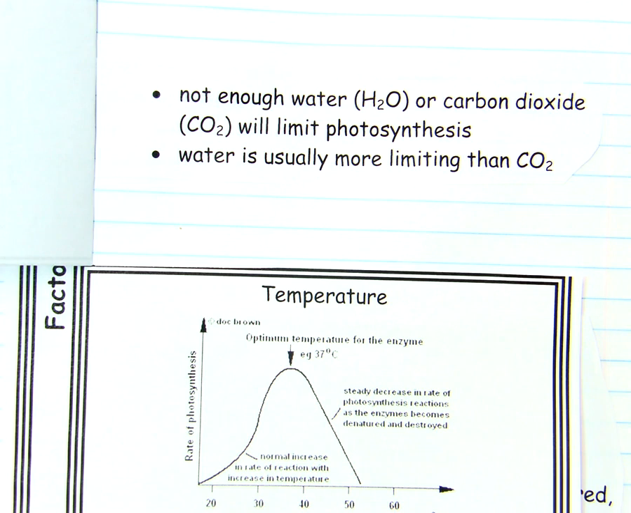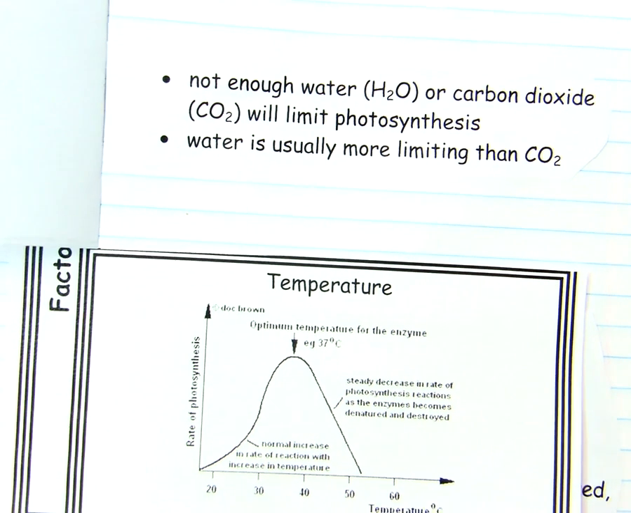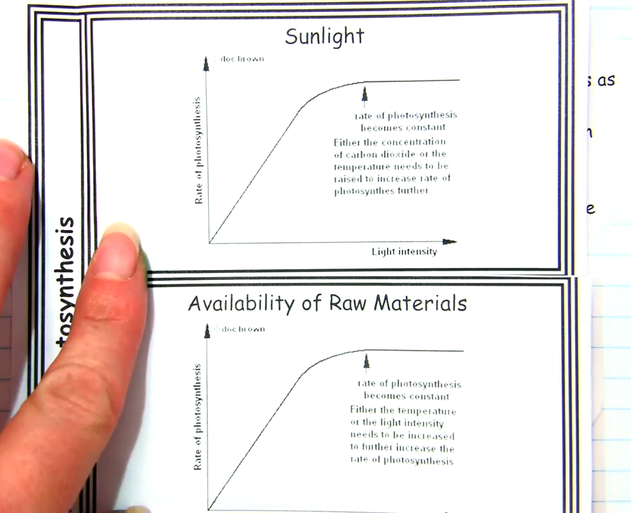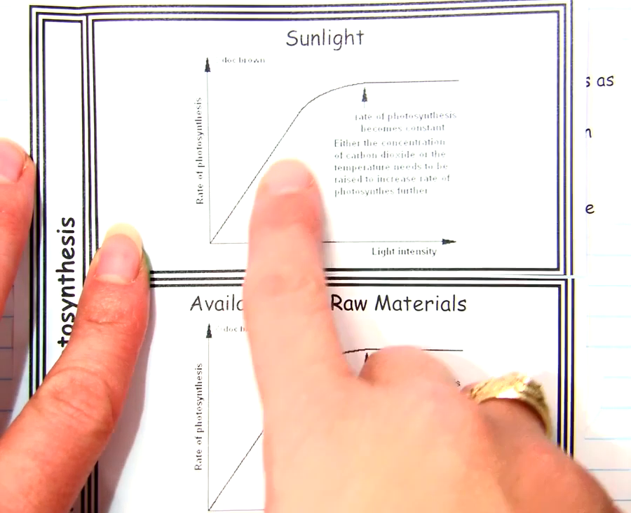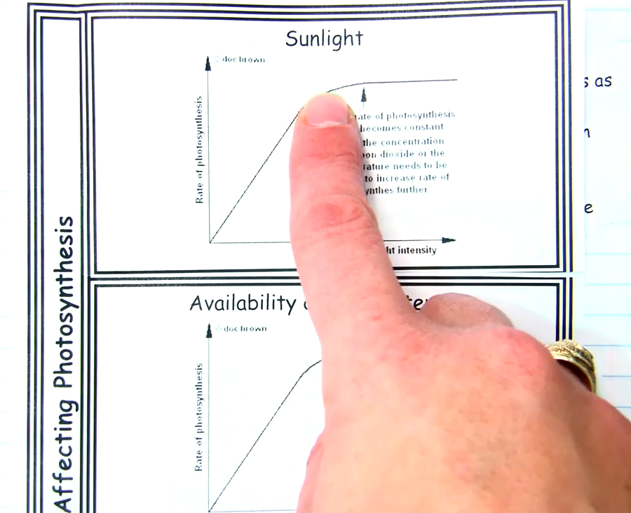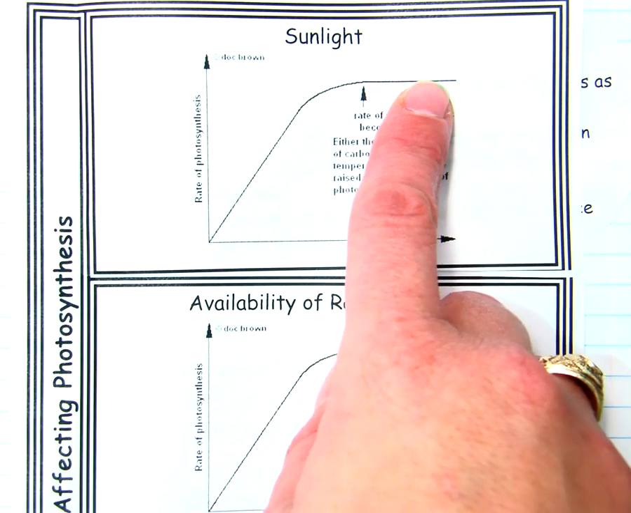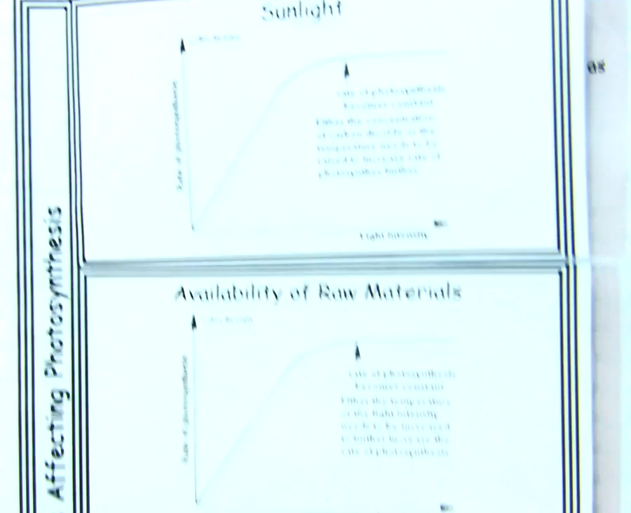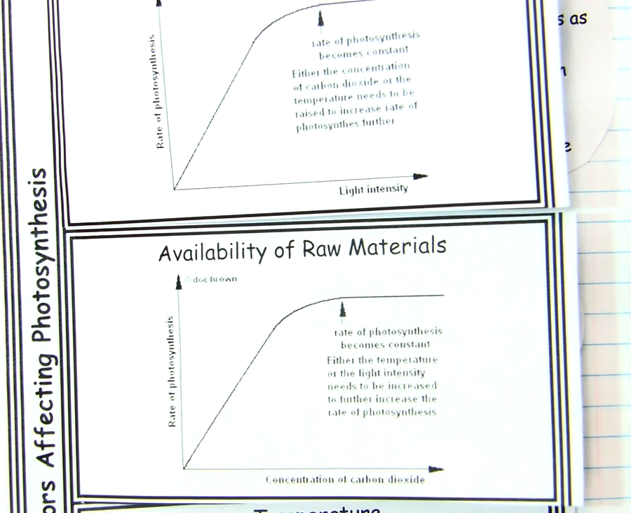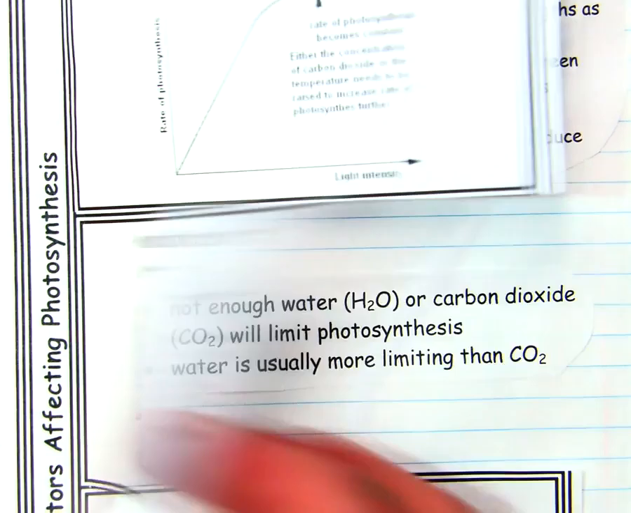Our third and final one is temperature. Temperature is a little bit different. We're going to look at our graphs here for a minute of sunlight and availability of raw materials. We give the plant more light, it's going to increase its rate, the amount of photosynthesis, until it just can't go any faster. Same thing with raw materials. It'll increase until it just can't go any faster.